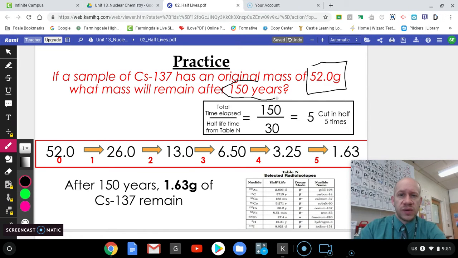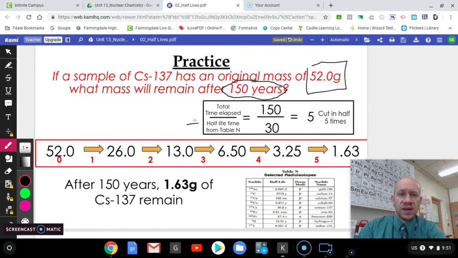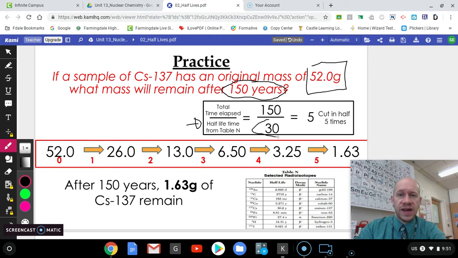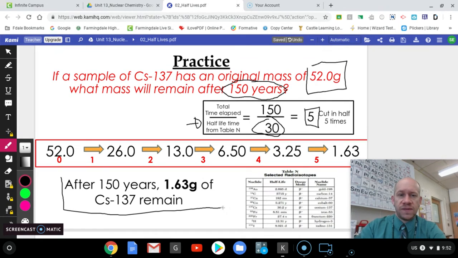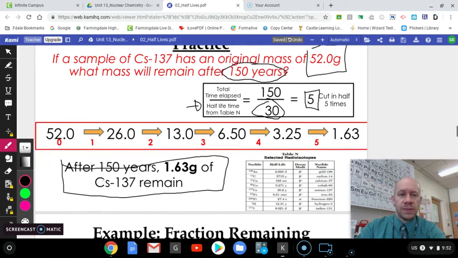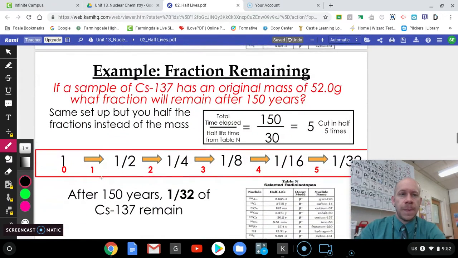So if a sample of cesium-137 has an original mass of 52 grams, what mass will remain after 150 years? This is our total time. If we look on Table N, we'll see that the half-life of cesium-137 is 30 years. So 150 divided by 30 is 5 half-lives. If I start with the same mass, here's my starting point. Label your arrows. 1 half-life is 26. 2 half-lives is 13. 3 half-lives is 6.5. 4 is 3.25. And 5 is 1.63. So after 150 years, there will be 1.63 grams of cesium-137 remaining.